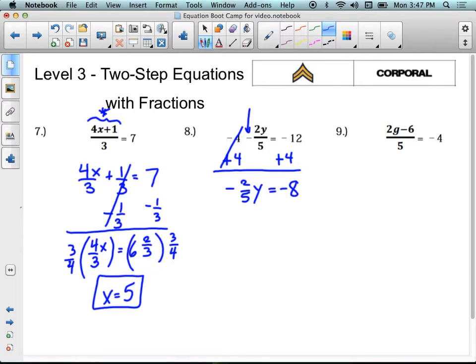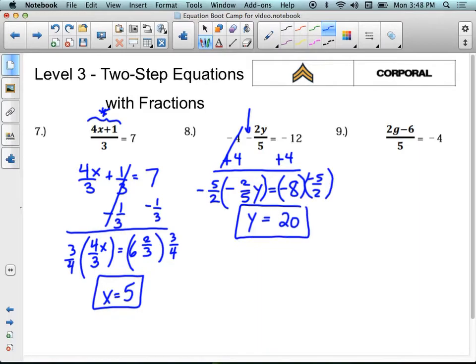Again, I see -2/5 touching that y. That means it's multiplication. In order to eliminate the -2/5 y, I'm going to need to multiply by the reciprocal. Oops, not a third, a half. Same thing on the other side, -5/2. So I'm going to take -8 times -5/2. And I will get y equals +20.